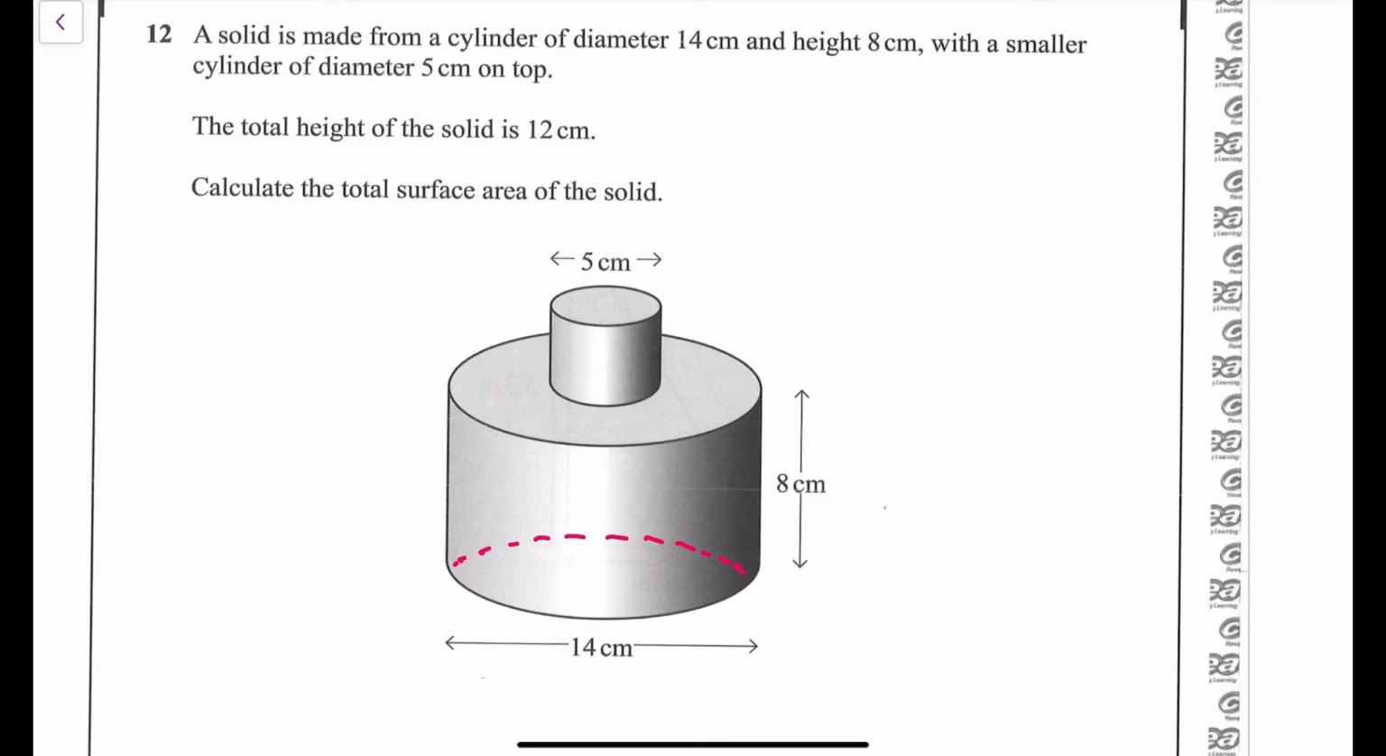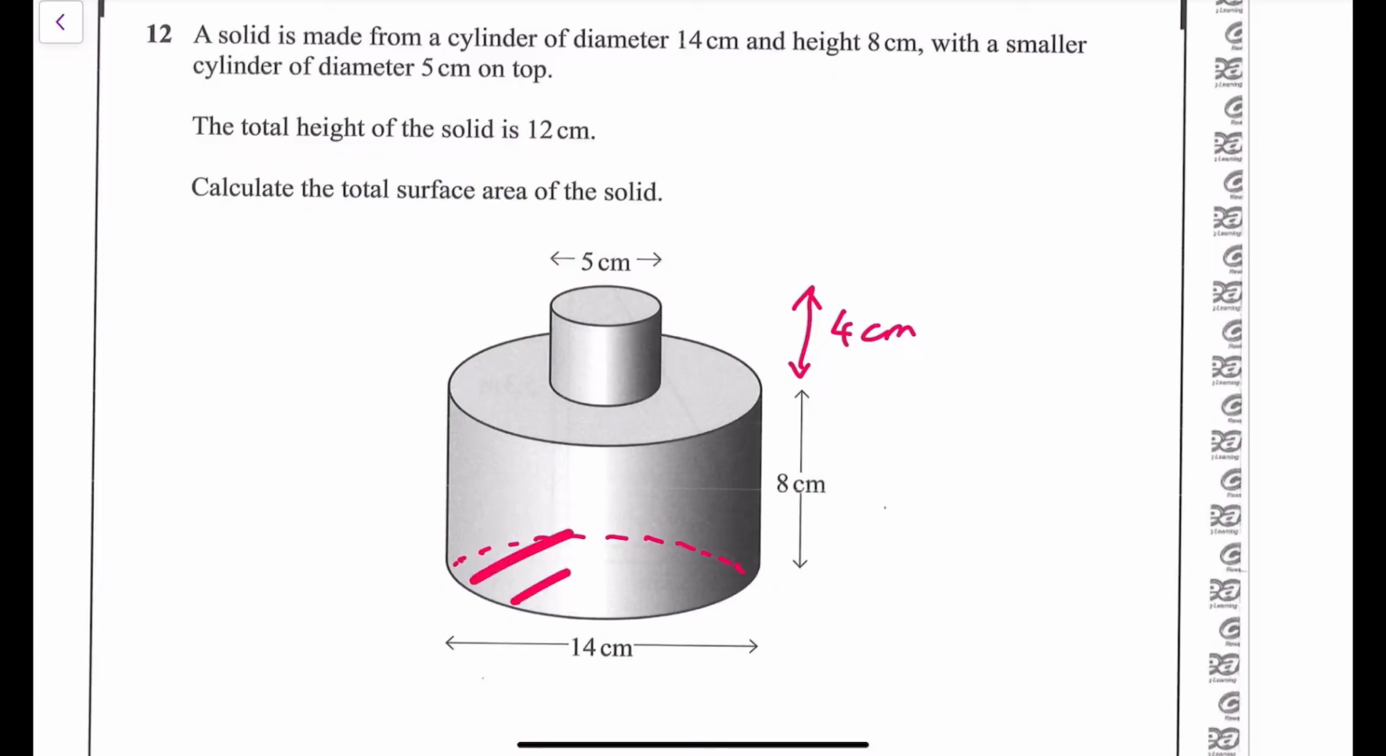Okay, a solid is made from a cylinder of diameter 14 centimeters and height of 8, with a smaller cylinder of diameter 5 centimeters on top. The total height of the solid is 12, so we'll need a wee bit of working out here. That total height is 12, that means this wee bit is 4 centimeters. Calculate the total surface area of the solid.